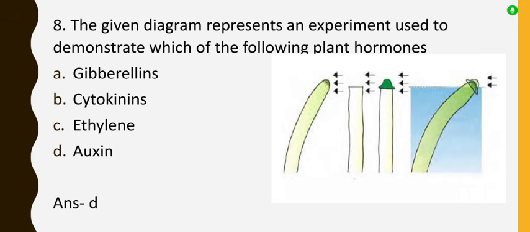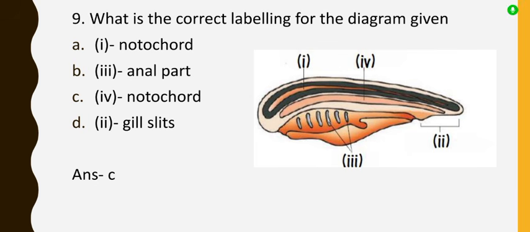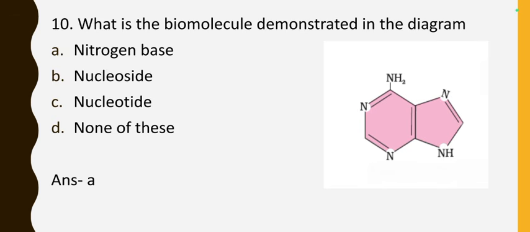The given diagram represents an experiment used to demonstrate which of the following plant hormone. It is auxin. What is the correct labeling for the diagram given? So the correct labeling is option C, that is notochord. What is the biomolecule demonstrated in this diagram? The biomolecule is nitrogen base.